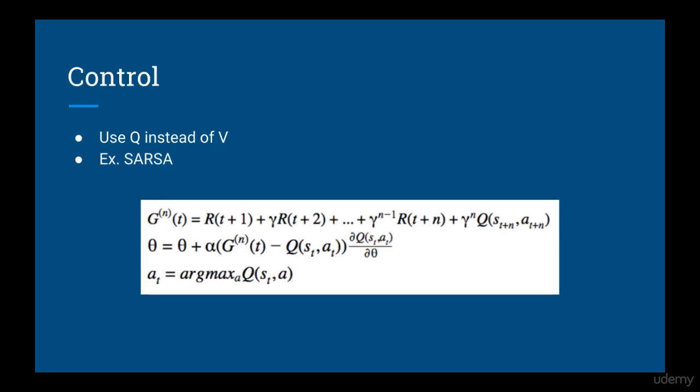This of course can be extended to the control problem as well, where we use q instead of v. If we're doing Sarsa, the update will be in terms of the chosen action, and the chosen action will always be greedy or epsilon greedy with respect to q.